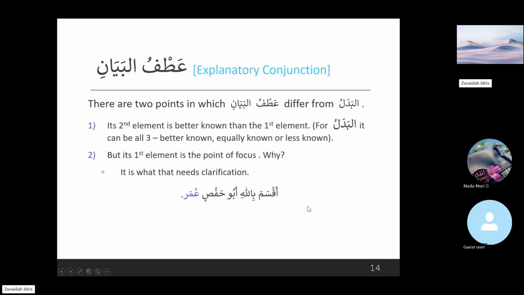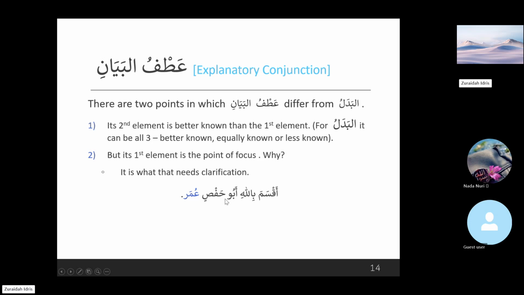So for example, aqsama, this is fi'il madin, billahi Abu Hafs, Abu Hafs Umar. Abu is your fa'il. This is muta'ali to your oath. So who is Abu Hafs? Not many people know this, but it is a kunya for Umar al-Khattab, our Khalifa. So he, Abu Hafs, is making the oath. And in order to know what's going on, we see, oh, it's Omar. So Omar is actually making the oath.